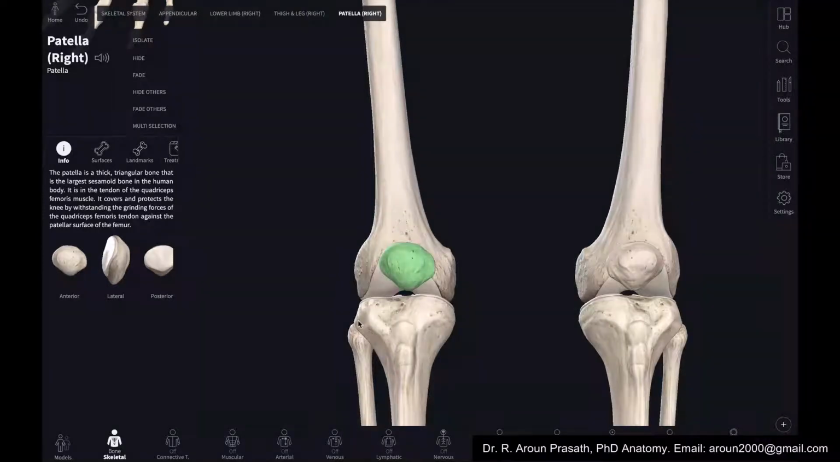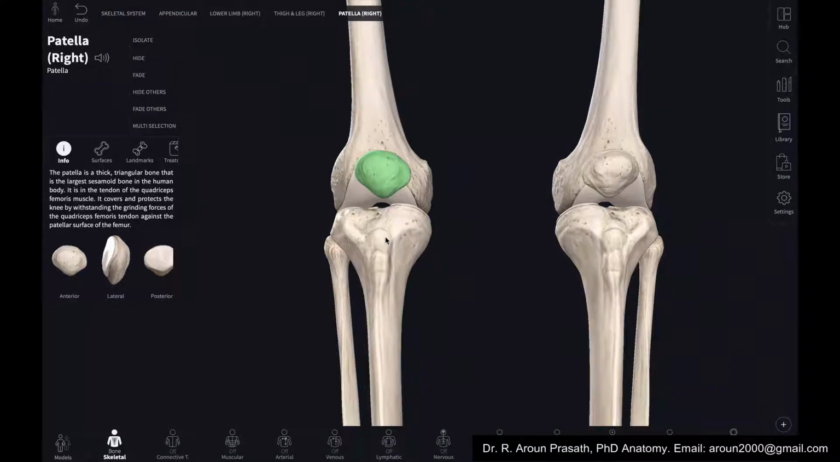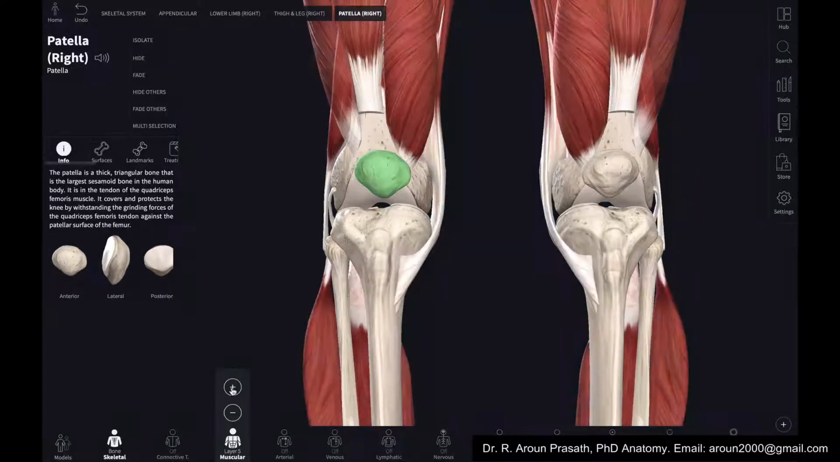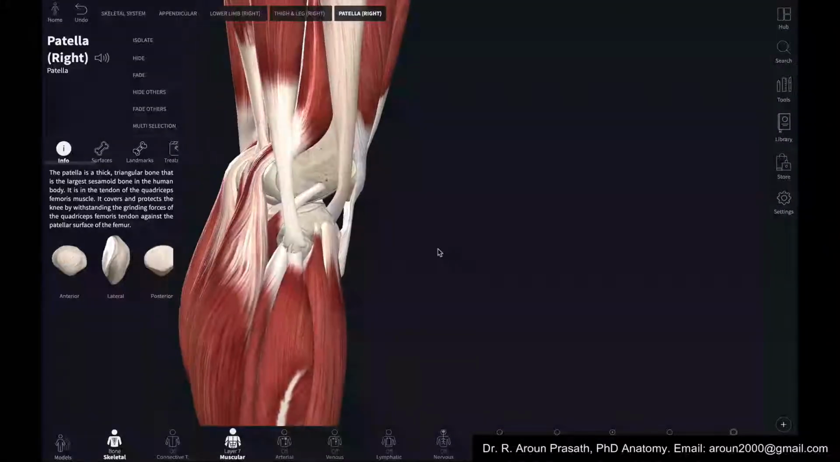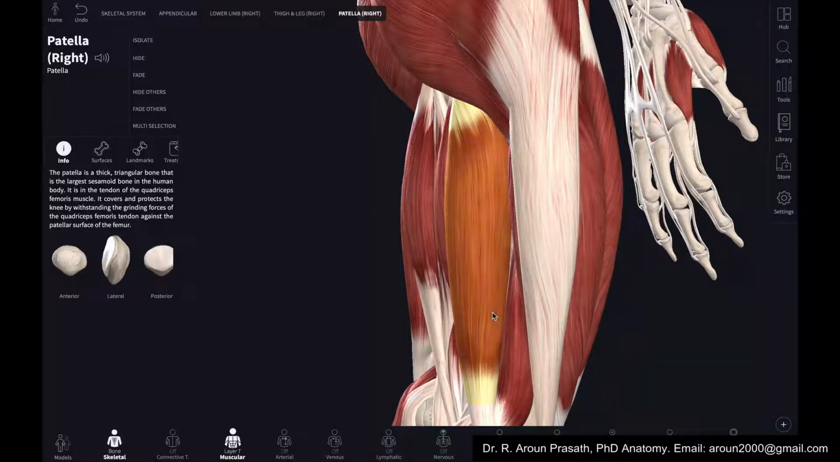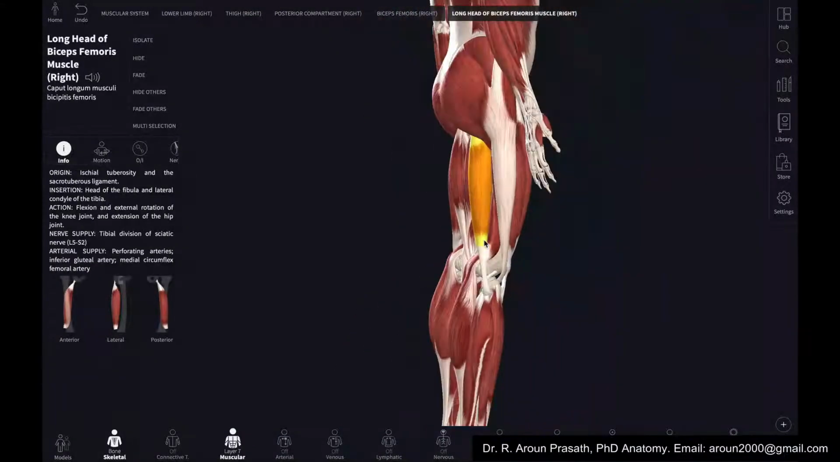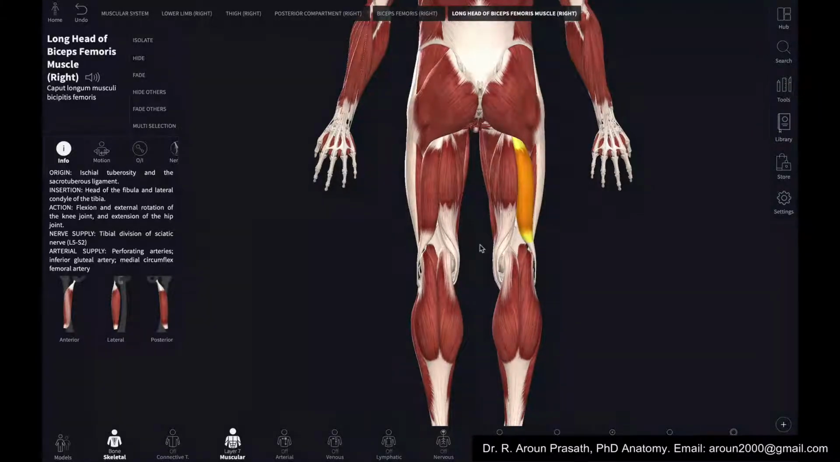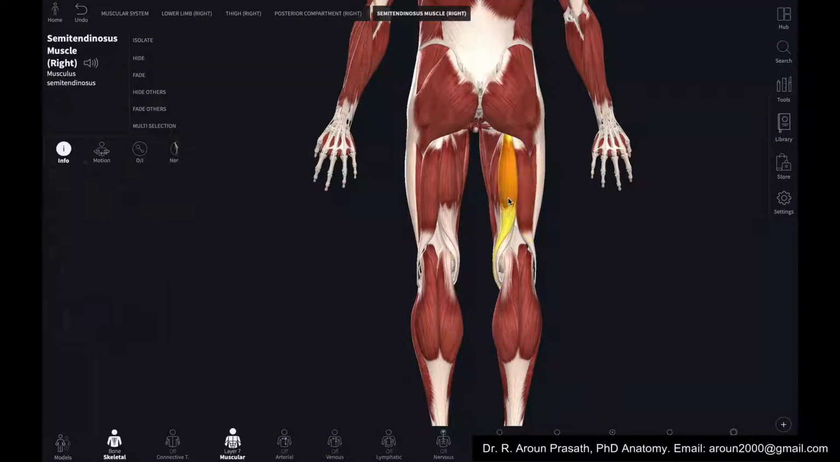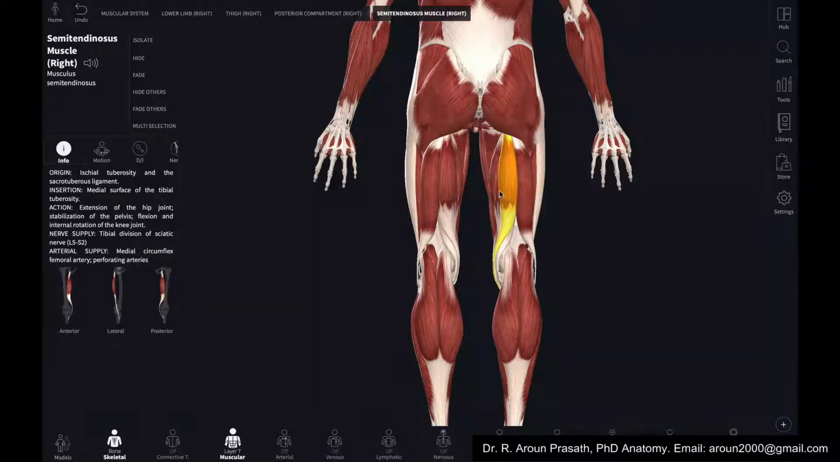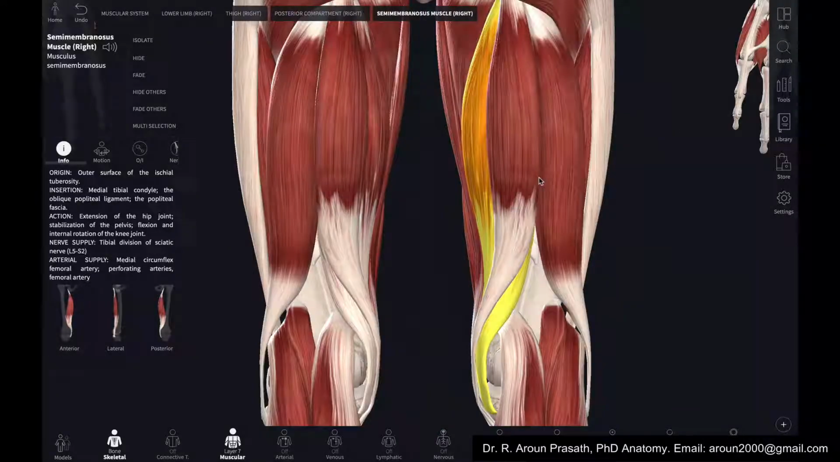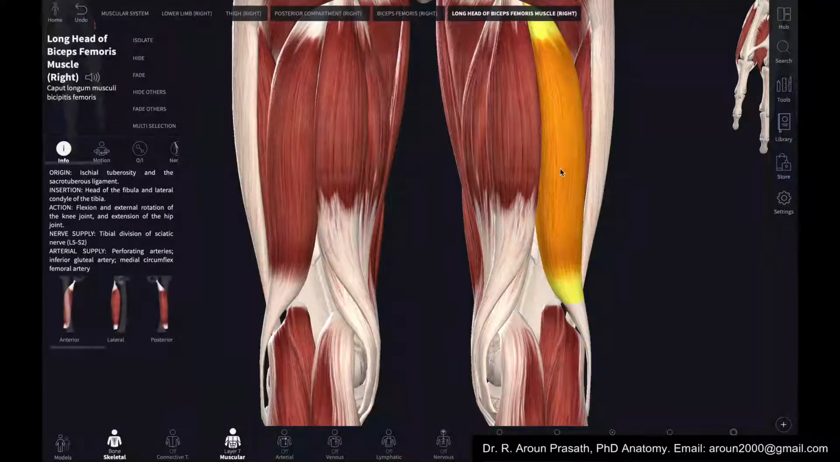Now we will see the movements taking place in the knee joint. One movement is flexion and the other is extension. The flexion can go up to 160 degrees, which is done by the posterior thigh muscles. In the posterior thigh you have the hamstring muscles, which consist of biceps femoris, semitendinosus and semimembranosus, and this is the biceps femoris muscle.